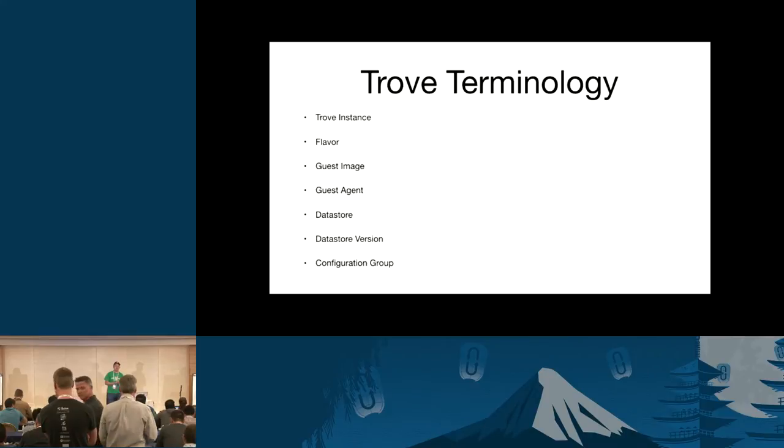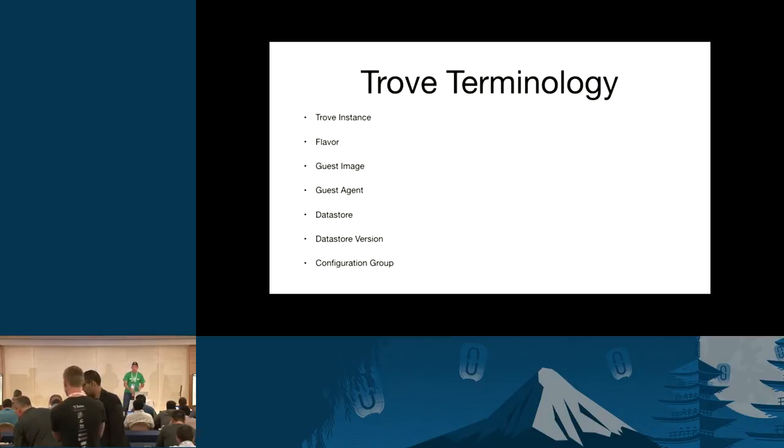And then we have versions. So we have a data store version, meaning you can have a different version of MySQL. You can have MySQL 5.1, 5.5, 5.6, 6.0 I think is the next one, is what I recall. 5.7.x. Then we have the configuration group, which is basically a set of configurations per data store. For example, in MySQL, you can set the max connections. You can set the buffer pool size. You can set specific things like that and apply those.